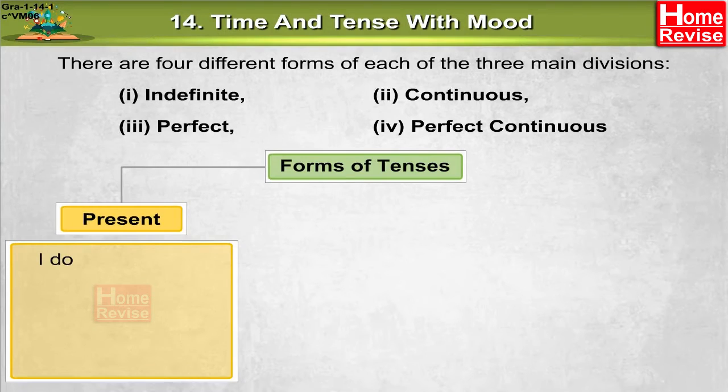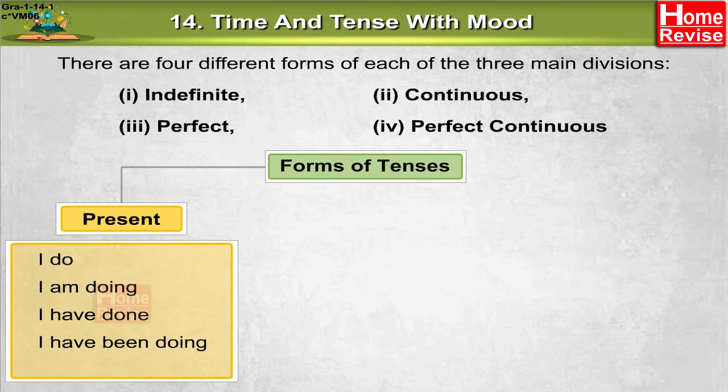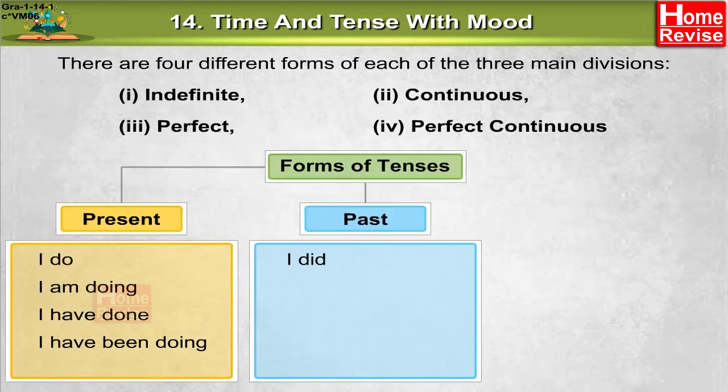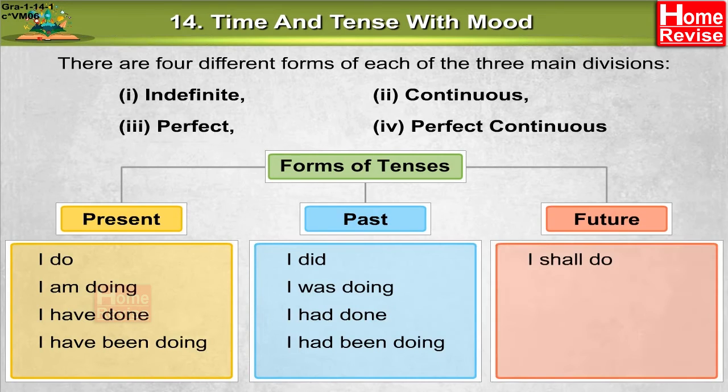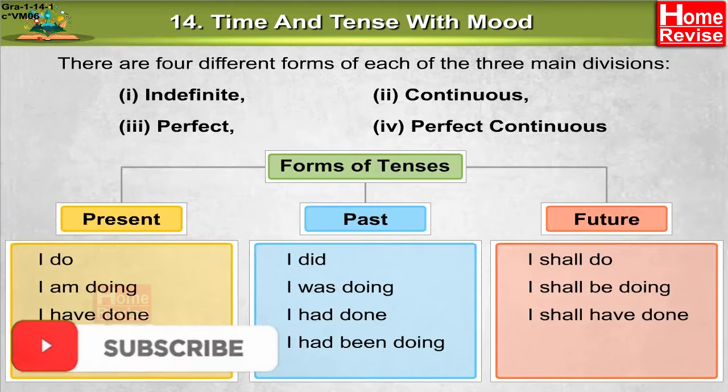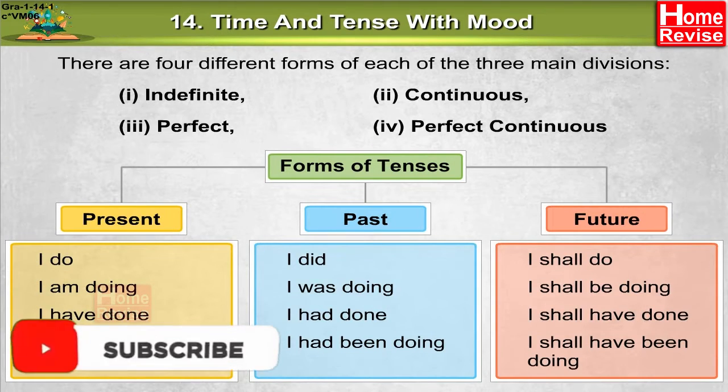Forms of tenses. Present: I do, I am doing, I have done, I have been doing. Past: I did, I was doing, I had done, I had been doing. Future: I shall do, I shall be doing, I shall have done, I shall have been doing.